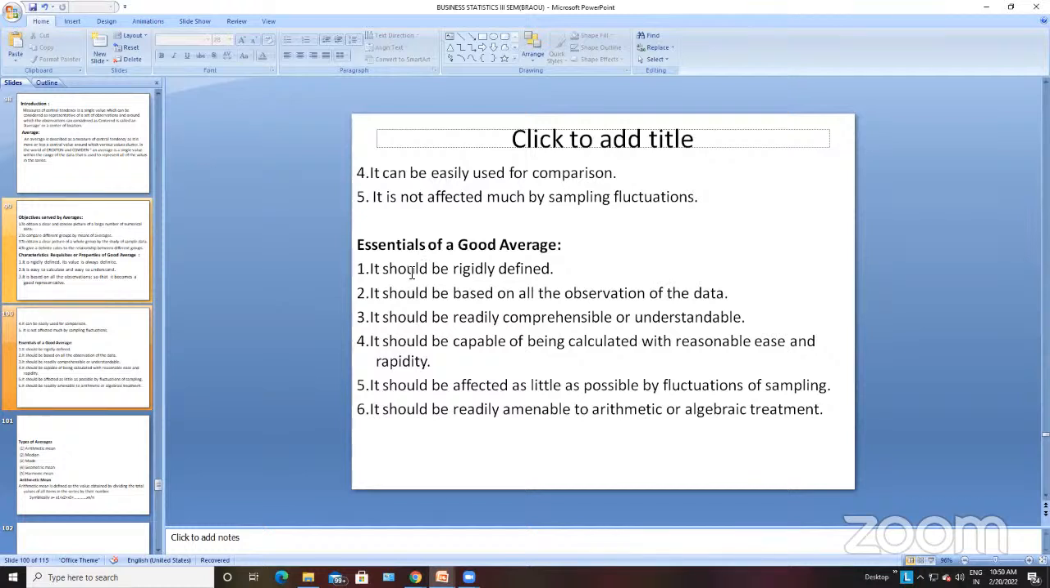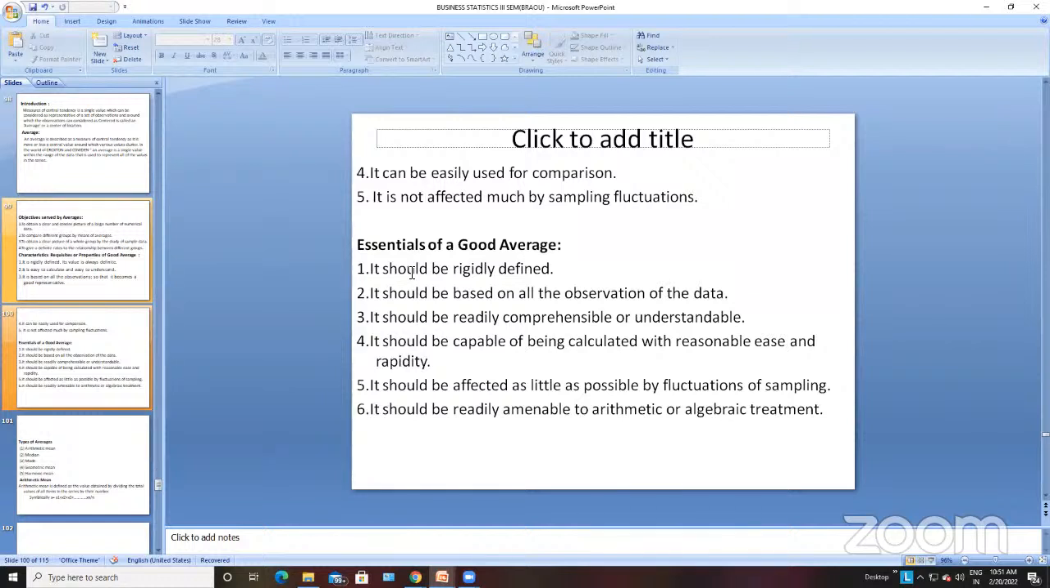So it should be rigidly defined. It should be based on all the observations of the data, and it should be readily comprehensible and understandable, and it should be capable of being calculated with reasonable ease and rapidity, and it should be affected as little as possible by the fluctuation of sampling. It should be readily amenable to arithmetic or algebraic treatment.